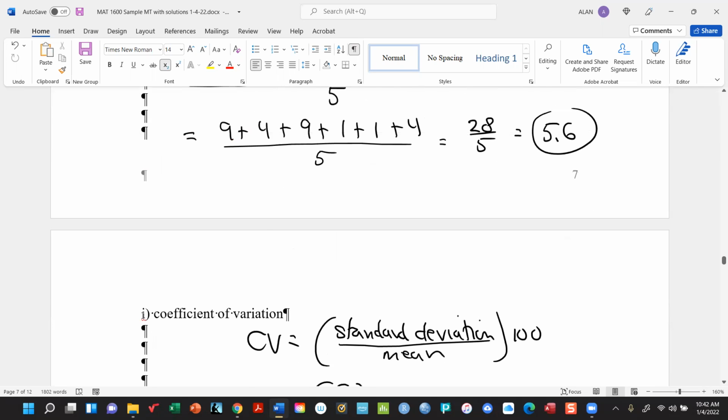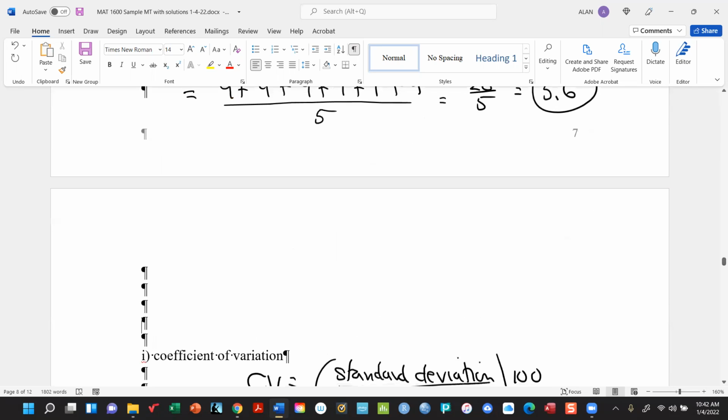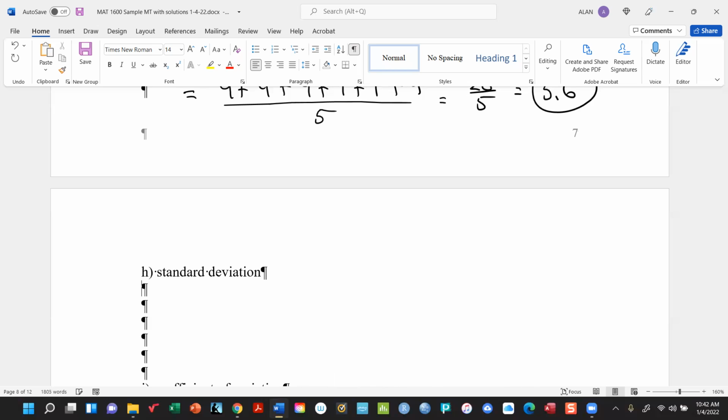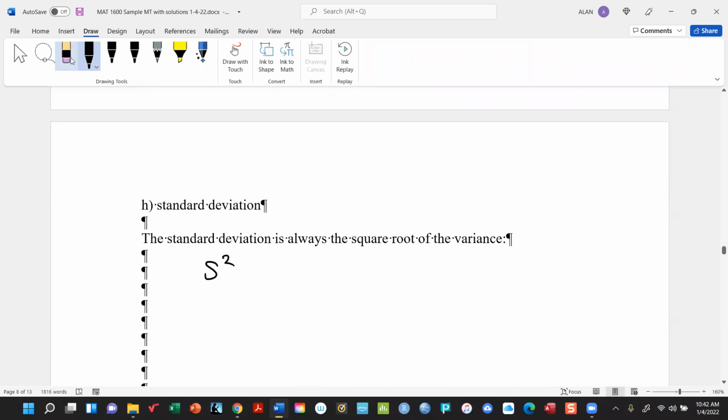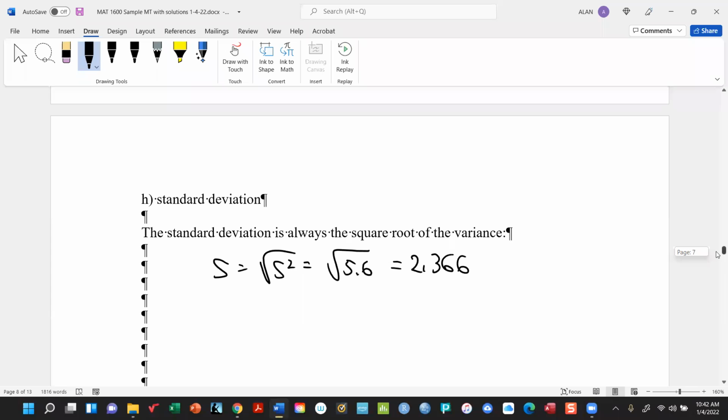Usually when you calculate the variance, the next step is to calculate the standard deviation. So the standard deviation is always the square root of the variance. That means S is the square root of S squared, or the square root of 5.6, which is approximately 2.366. Now that matters a great deal because we need that for our coefficient of variation.